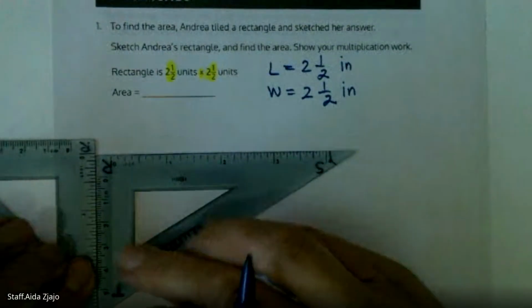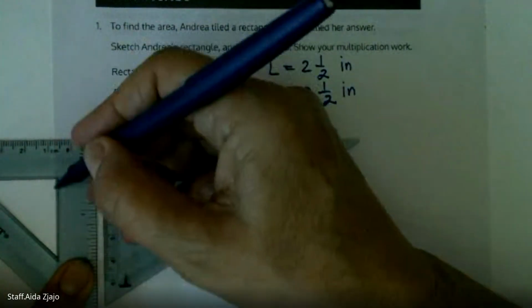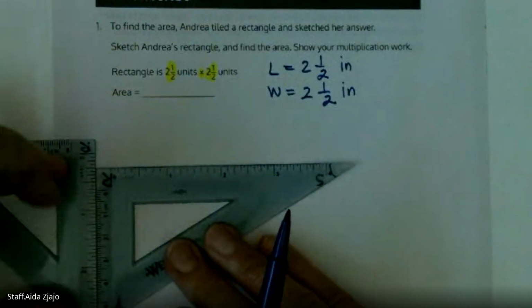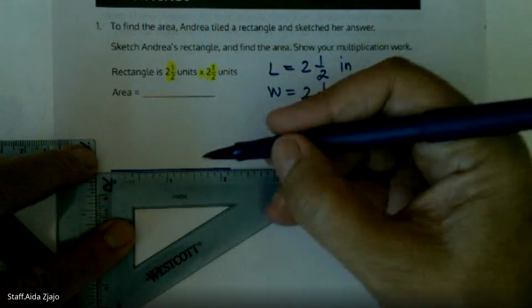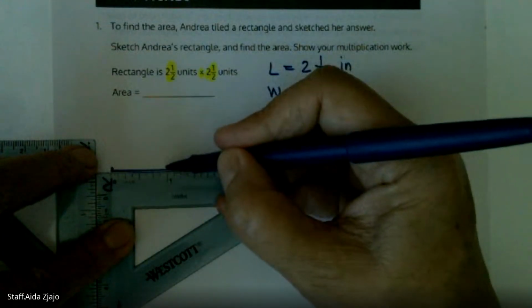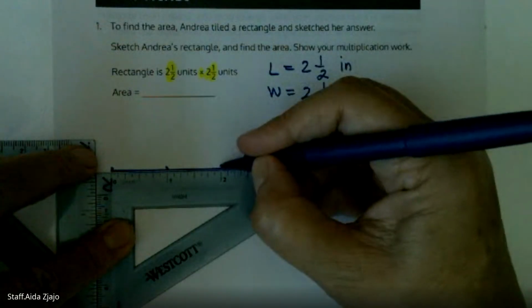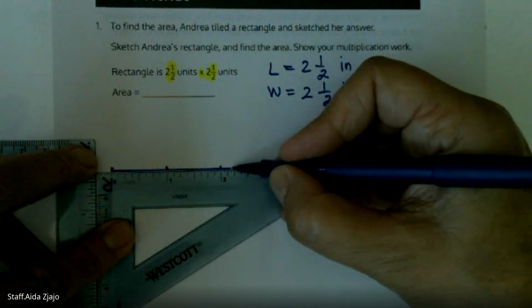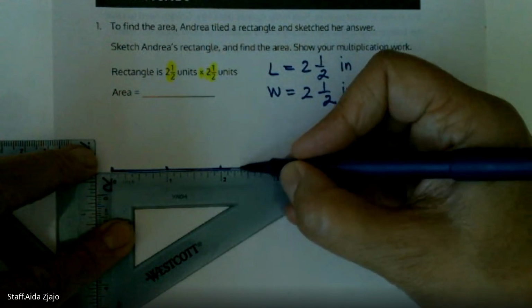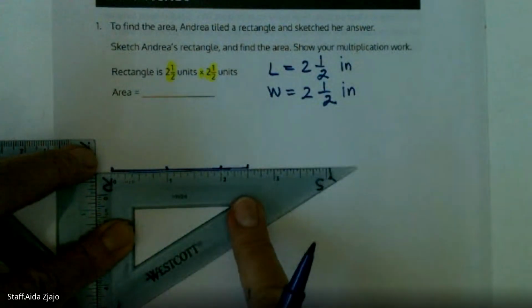I use this margin here to make a parallel to the edge. So when I make this 2.5, this is 1 inch, 2 inches, and 3 inches right here. The half is right here. So this is 2.5 inches.